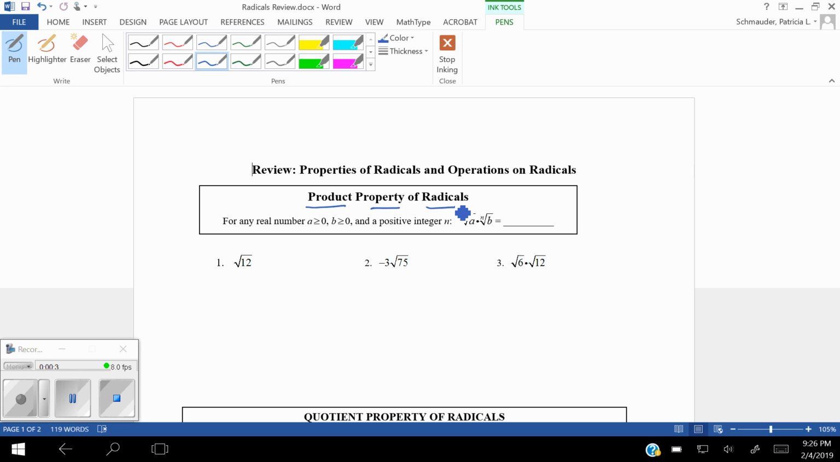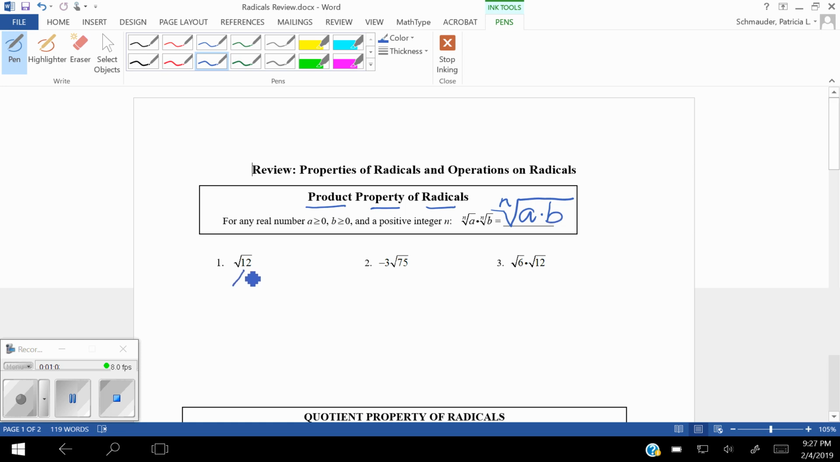That's just saying that these numbers have to be positive real numbers. And of course, the root that we're taking has to be a positive integer. If I'm taking the nth root of a and I'm multiplying it by that same root of b, then I know that's equivalent to taking the nth root of a times b. So I can combine those two real numbers under the radical instead of doing each radical separately.